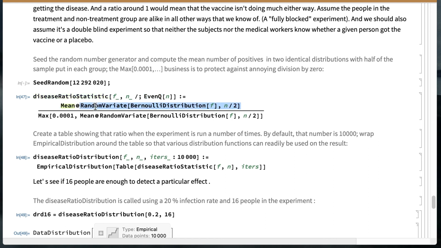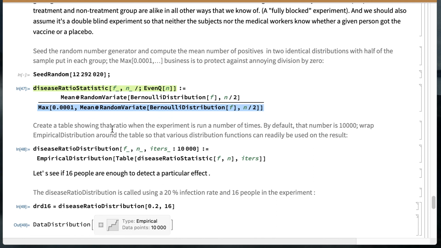Half are going to go in the unvaccinated group, and half are going to go down here in the vaccinated group, and we're going to form this ratio of how many people actually get the disease who are unvaccinated to how many people actually get the disease who are vaccinated. This little max here is just to prevent division by 0 in the unlikely event that it were to occur. So we're going to build on that.